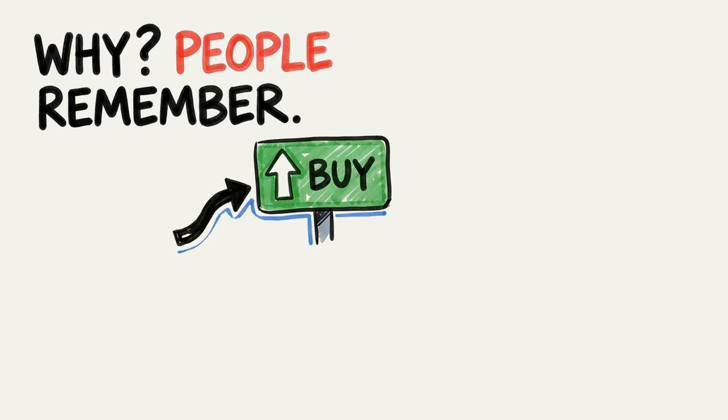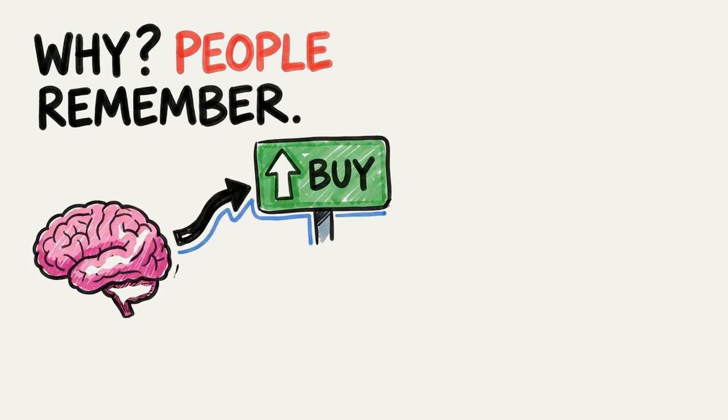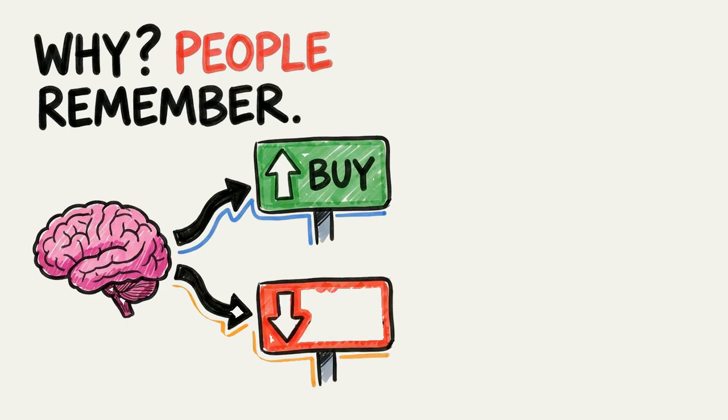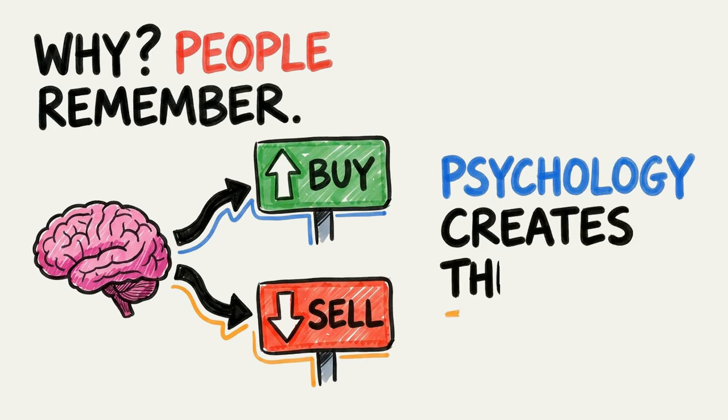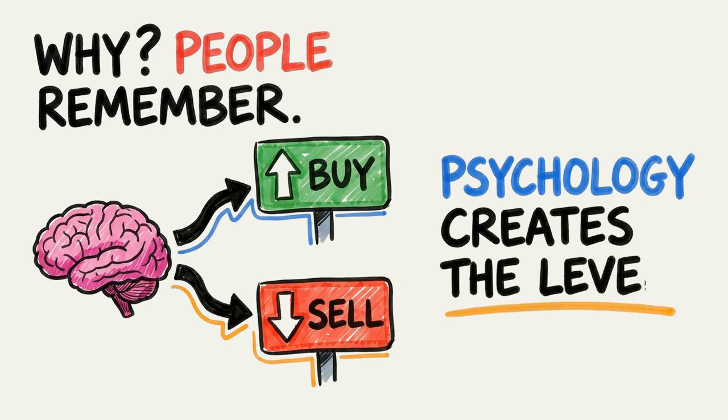But why do these levels form in the first place? The answer is simple. People remember. Markets have memory because traders have memory. People remember where price bounced before, where they bought, and where they wish they had sold. Because of that, many buy and sell decisions gather around the same prices. The more times a level holds, the more traders notice it, and the more traders watch a level, the stronger it can become. Psychology creates the level, and the level reinforces the psychology. What looks like lines on a chart is really human behavior repeating itself.